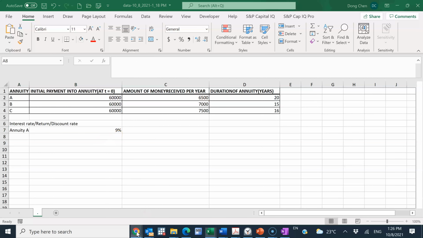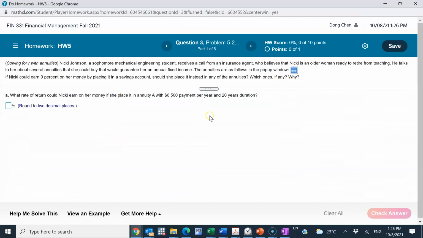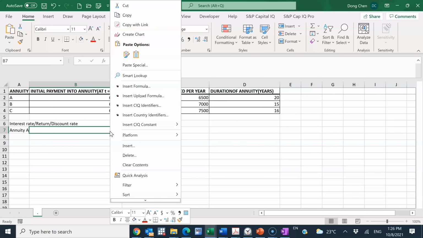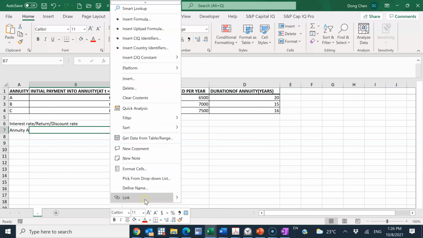But then we need to be careful, because we need to go back and check the rounding requirement. Here it's rounded to percent and rounded to 2 decimal places. So this 9% doesn't mean it's exactly 9%. It may be, for example, 8.6%, but it's rounded to no decimal place. That's one thing we need to be very, very careful about when we use Excel.